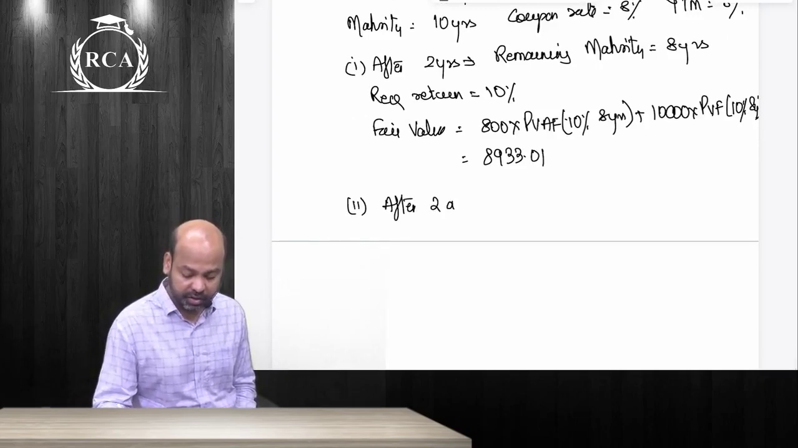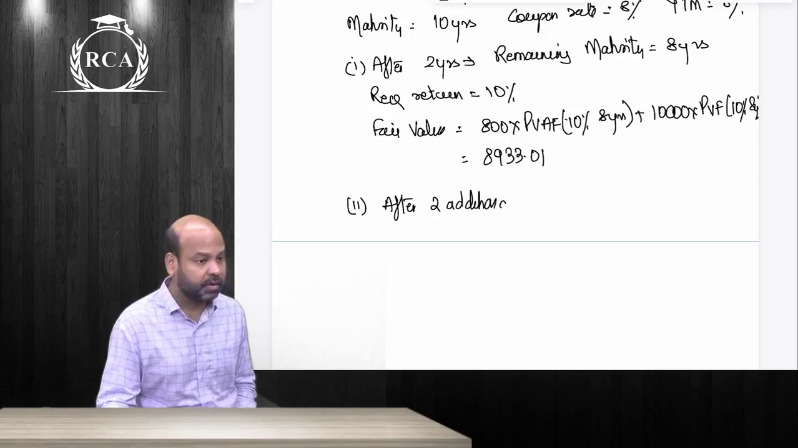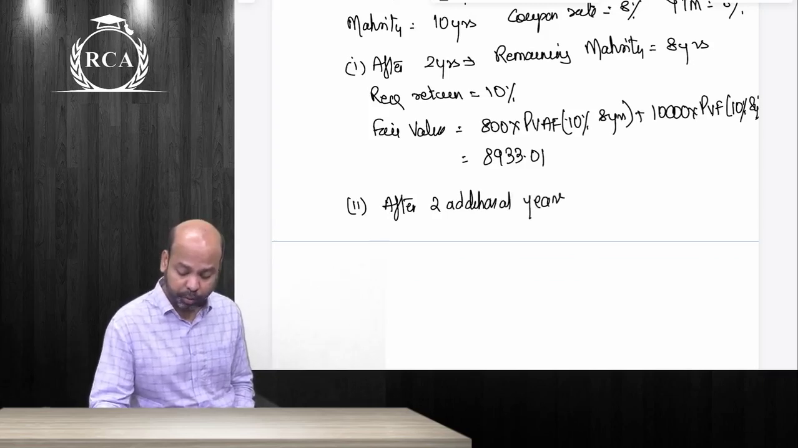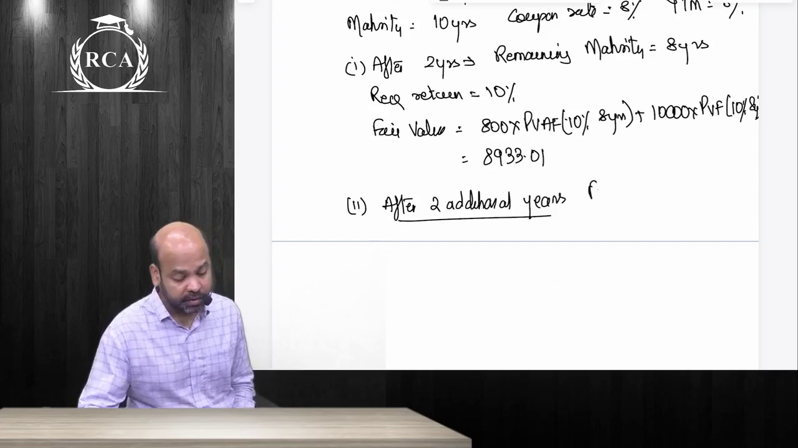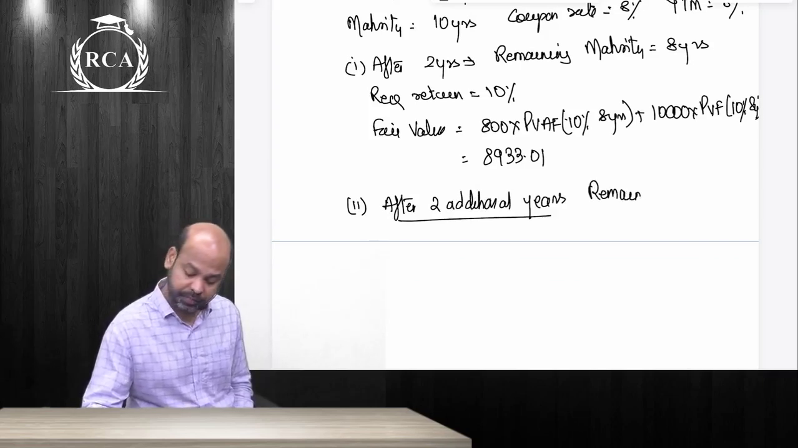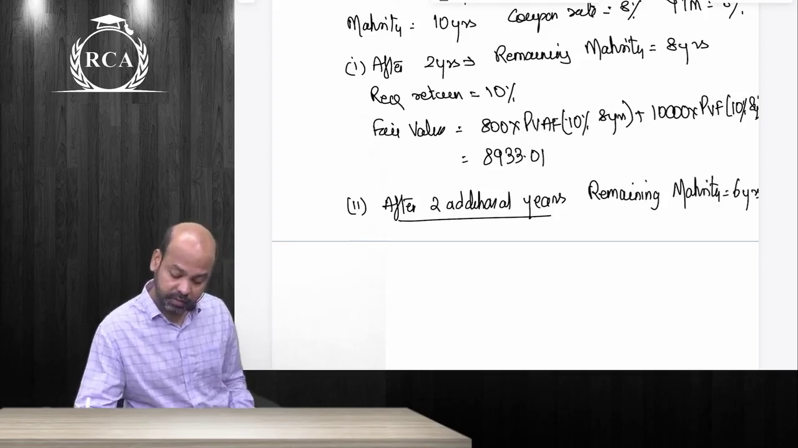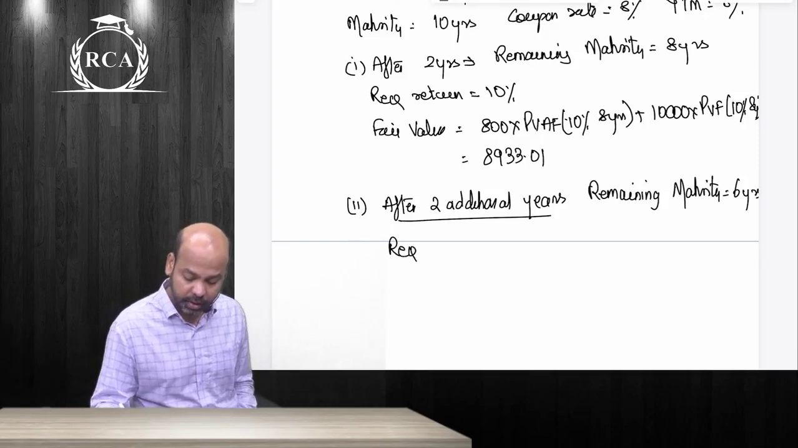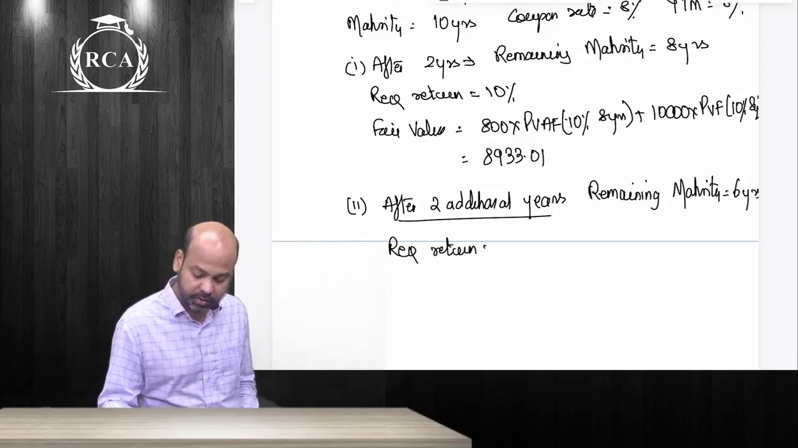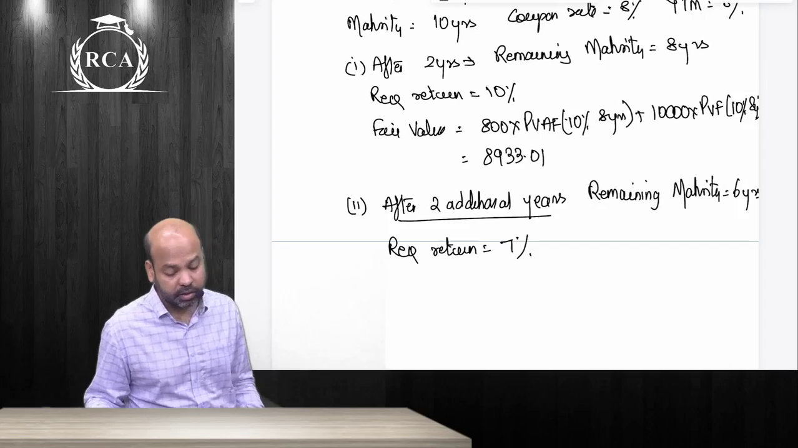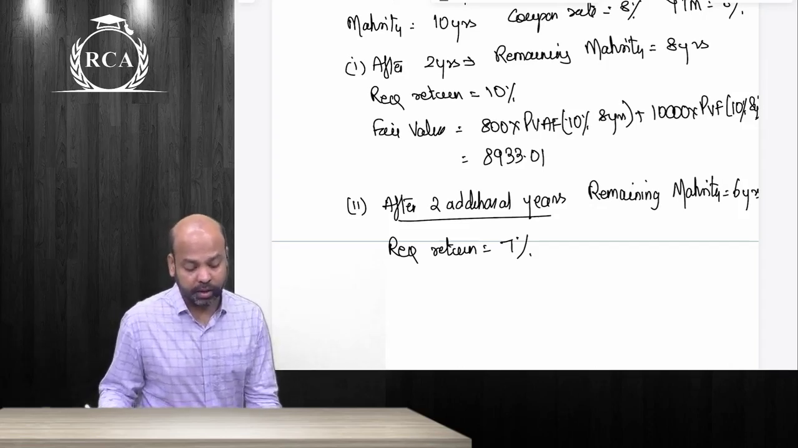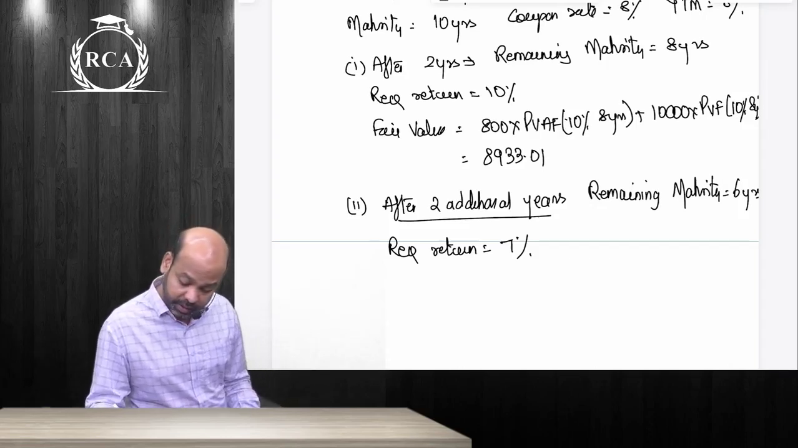After 2 additional years, the remaining maturity of the bond will become 6 years. Remaining maturity is 6 years. Your required return is how much? 7%. If the required return is 7%, then what do you think will be the fair value of this bond?